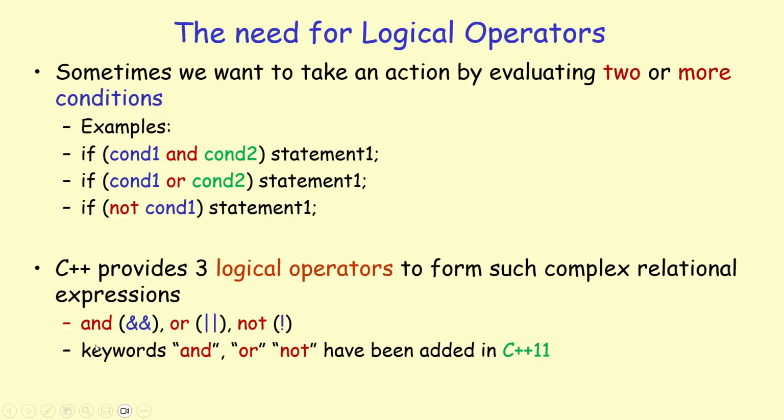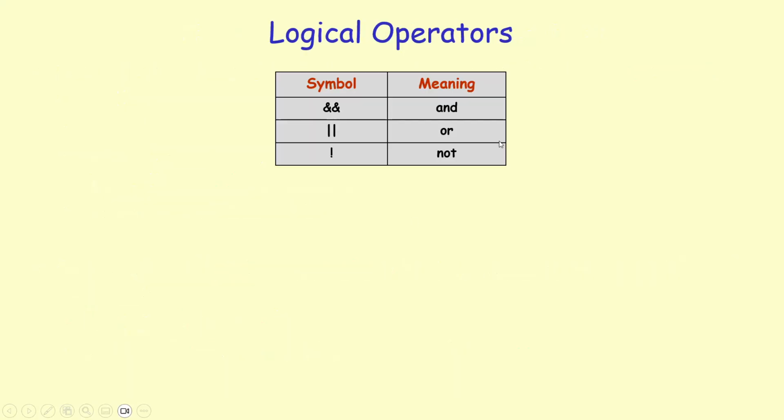So just to summarize, we have got and, or, and not. If you look at the symbols representing these logical operators, we see the logical AND operator is designated by ampersand, ampersand. The logical OR operator is designated by two bar symbols, and the logical NOT operator is designated by the exclamation point symbol. Since C++11, you can actually use AND, OR, and NOT as keywords to mean the same thing.